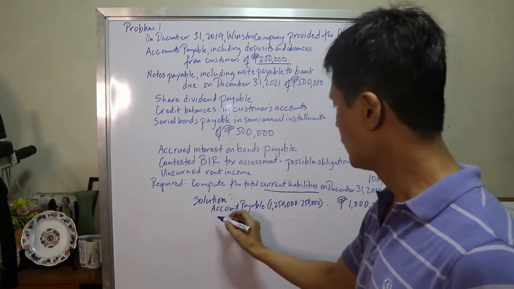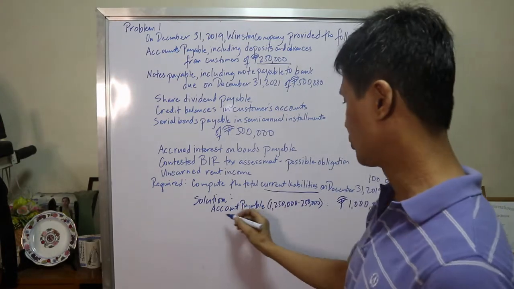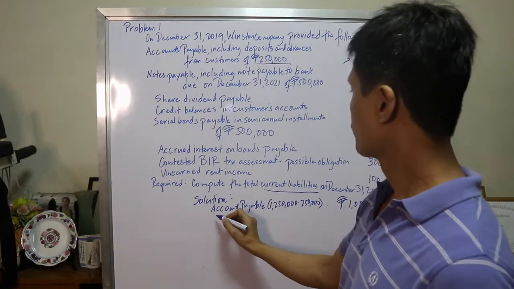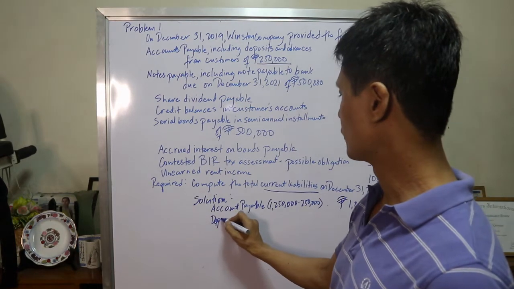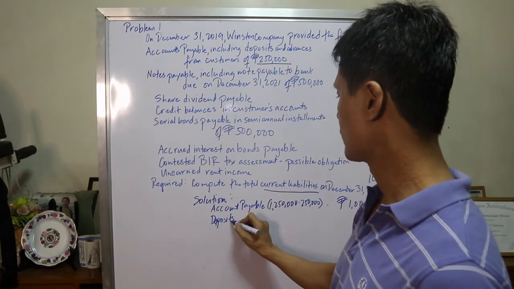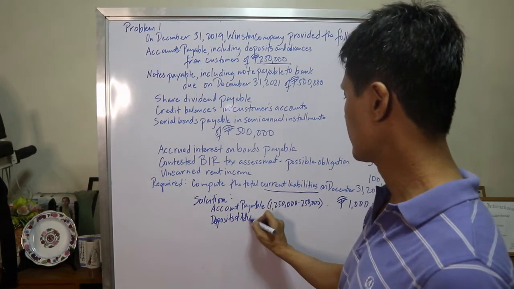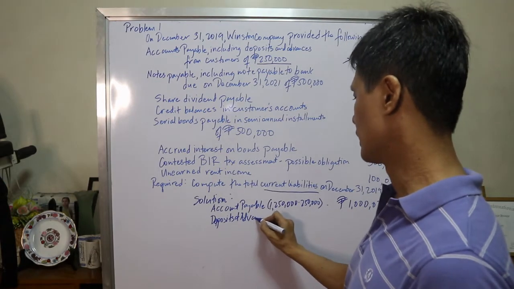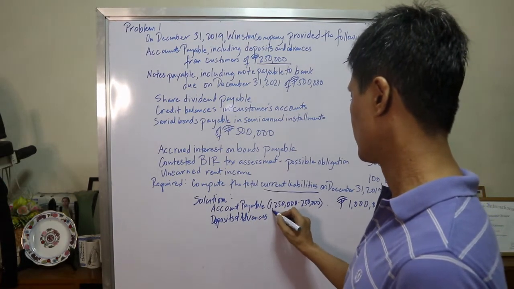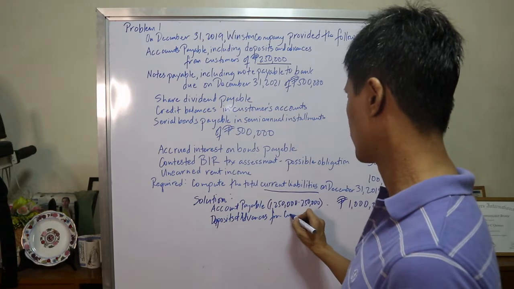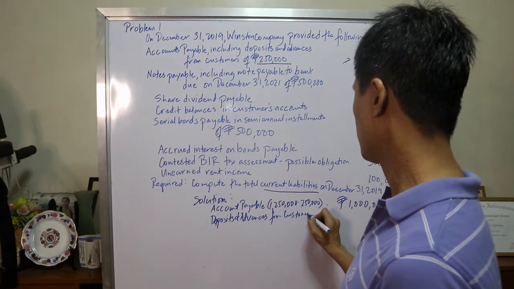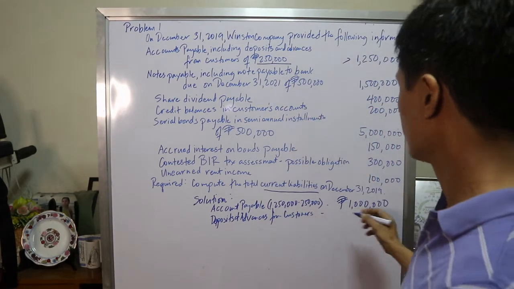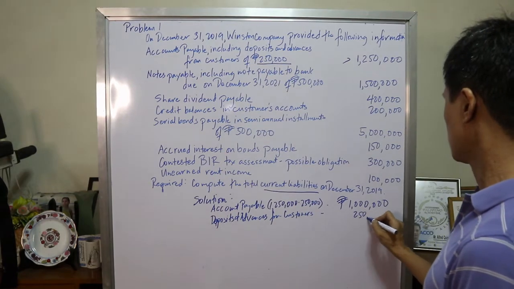Tapos, ilagay natin dito in a separate caption yung deposits and advances from customers. Lagyan na natin yung buo. Advances from customers. Okay, so the amount there is, kinuha natin, yung 250,000.